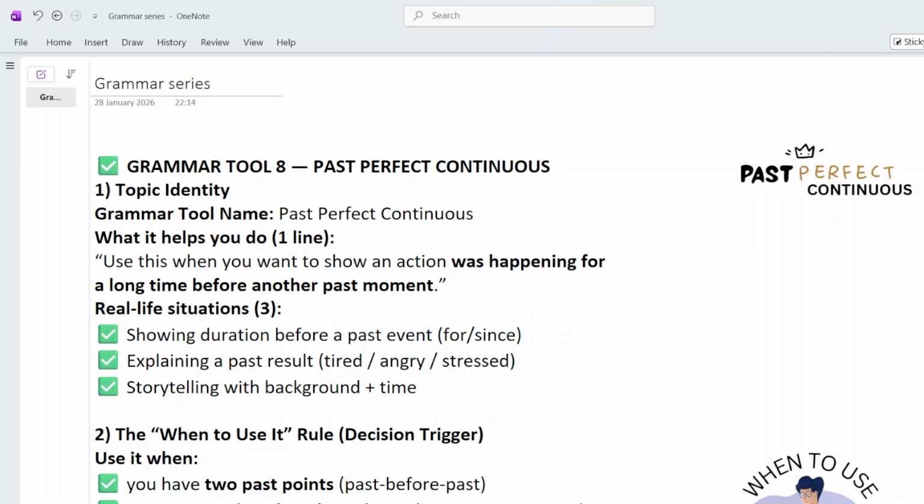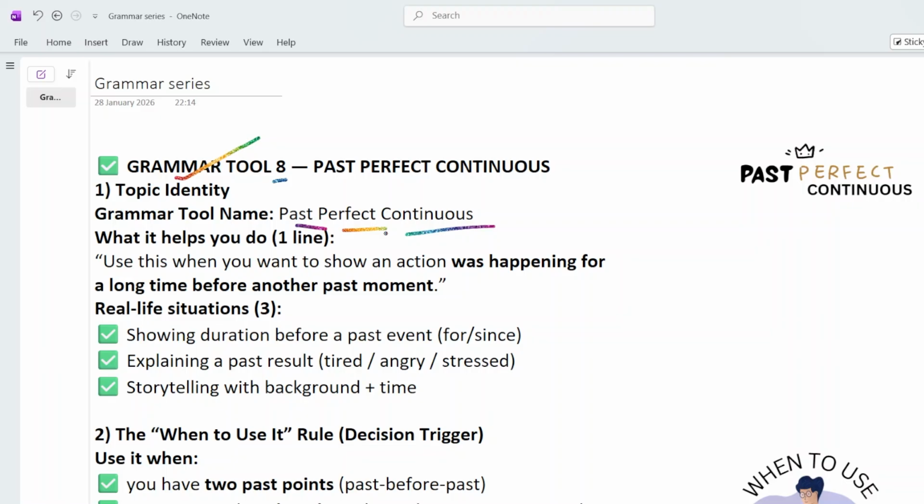Welcome back to our grammar series, and today we are going to be looking at a massive level up for your English. That is in reference to the past perfect continuous tense, all right? That is our grammar tool number 8, and that is the topic for today. What is it? Past perfect continuous. Great. Think of this as the background story tense.